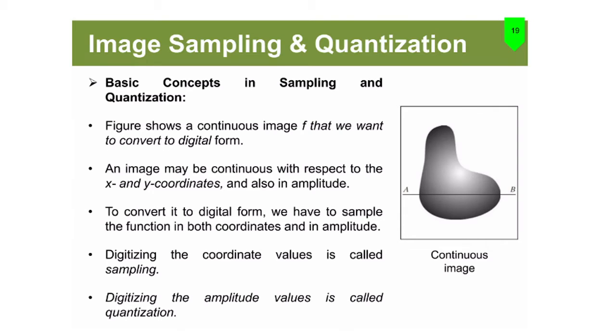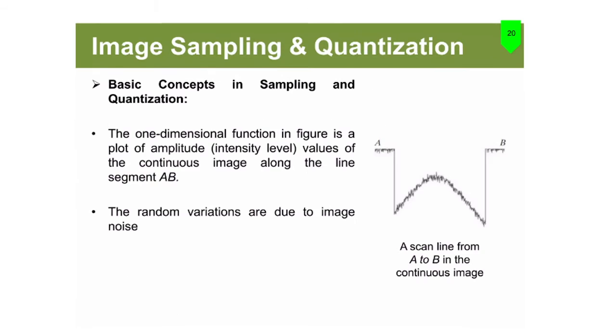In this figure we want to have an image that needs to be converted to digital form. The image may be continuous, that we know, with respect to x and y coordinates, and also in amplitude, everything is continuous. Next, to convert it into digital form, we have to sample the function in both coordinates, and also we have to sample in amplitude. So digitizing the coordinate values is called sampling, and digitizing the amplitude values is called quantization. So that is the summary behind this.